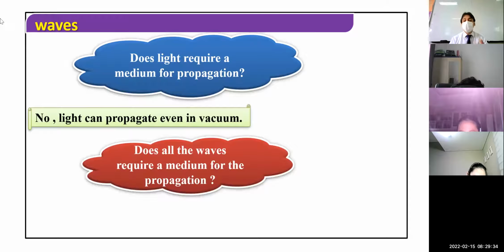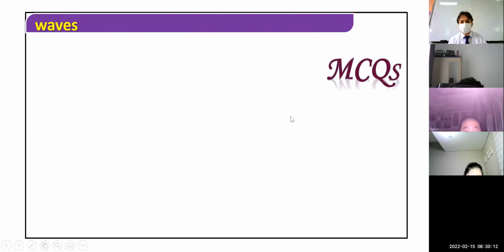Do all waves require a medium for their propagation? This is the next question, children. Just say yes or no. No. Yeah, correct answer. All the waves, no. Some waves require a medium, and we have seen light doesn't require a medium for its propagation. You can also find other examples. Let's move to the next point, children.